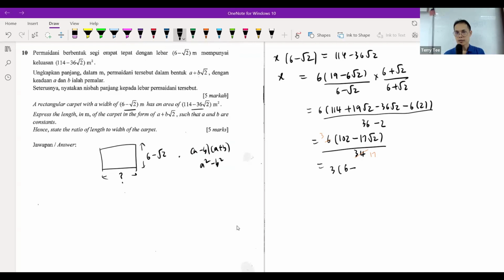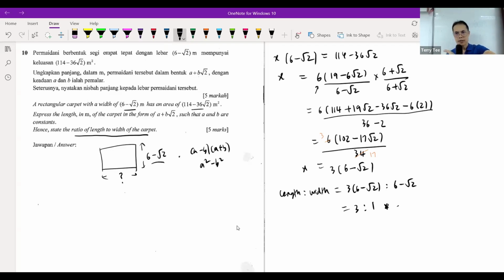6 minus √2. So you notice that the length is x. You're supposed to find the ratio of the length to the width. The width is already 6 minus √2. The length is 3 times of 6 minus √2. So length to width is 3 of 6 minus √2 is to 6 minus √2. The ratio is 3:1. Okay, you can choose not to factorize the 6. You can actually expand, simplify. You should get the same answer.